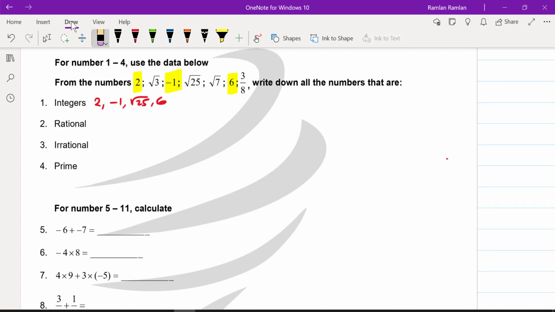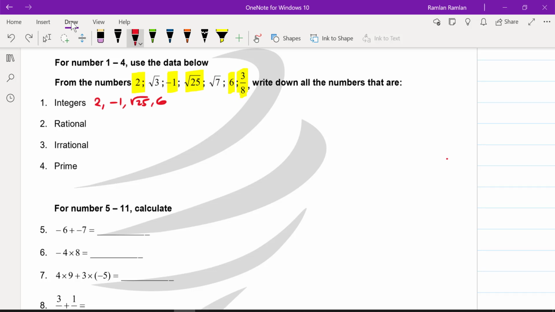So from all of these numbers, the ones included in rational numbers are 2, because 2 can be written as 2 over 1, and negative 1 also, square root of 25 also the same, and then 6 also the same, and then 3 over 8 is also the same. Now, why are square root of 3 and square root of 7 not?